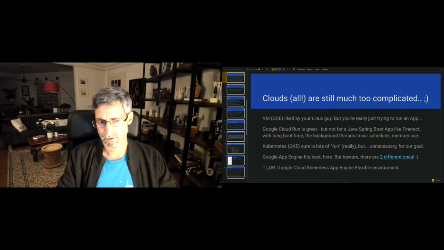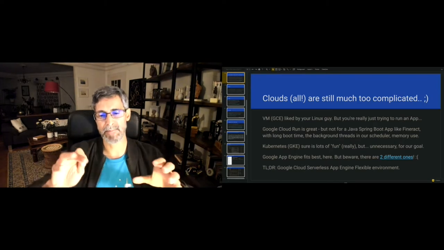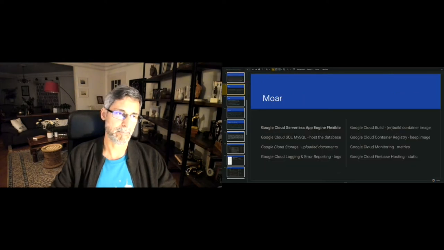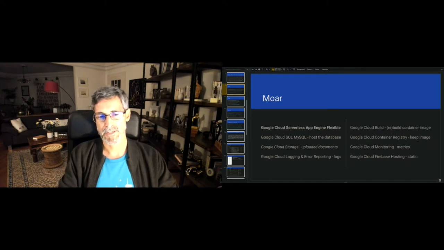There is another thing called Google App Engine. That's somewhere in the middle between Kubernetes and Cloud Run in terms of product or architecture. And that actually works quite nicely for something like this. A simple Java app, even if it had several microservices, like even if it had a couple of different Java apps, but you don't need advanced Kubernetes features. This is a nice managed hosting offering. It's confusing because there are two different App Engines. The one that fits for something like Fineract is the App Engine Flexible environment, serverless App Engine Flexible. That's the first choice here, but then you have other choices to make.